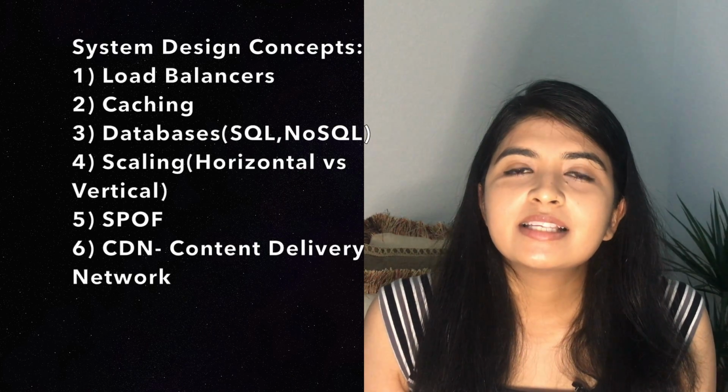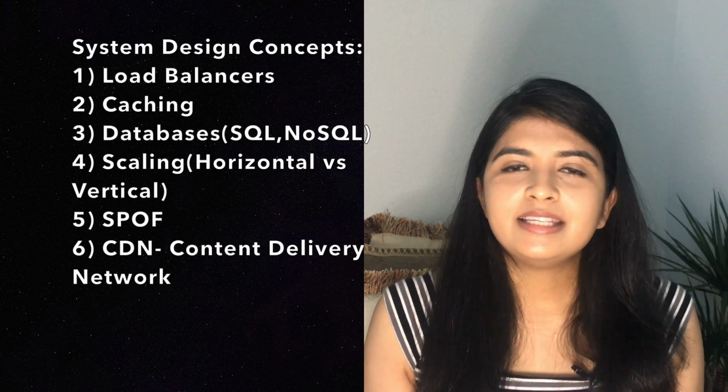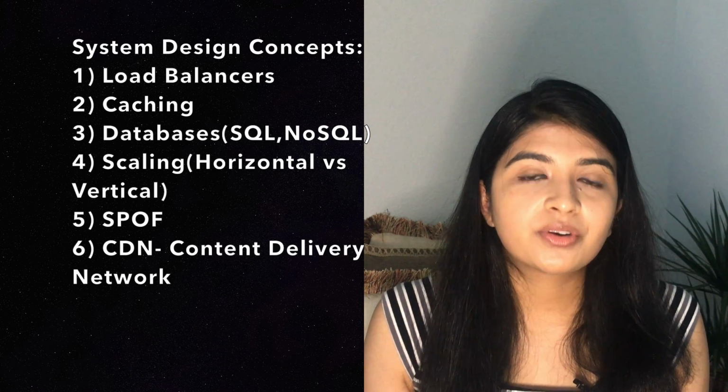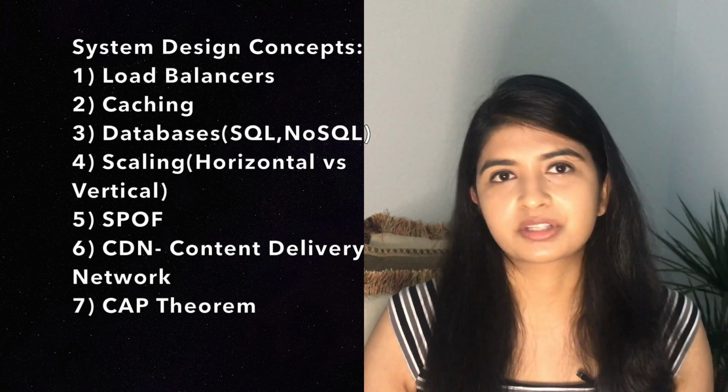The next one is CDN, Content Delivery Network or Content Distribution Network. CDN is an important concept when you're trying to scale your system. So make sure you check out this video where I talk in detail about content delivery networks. The next one is CAP theorem. Now this is one of the very important concepts for system design.